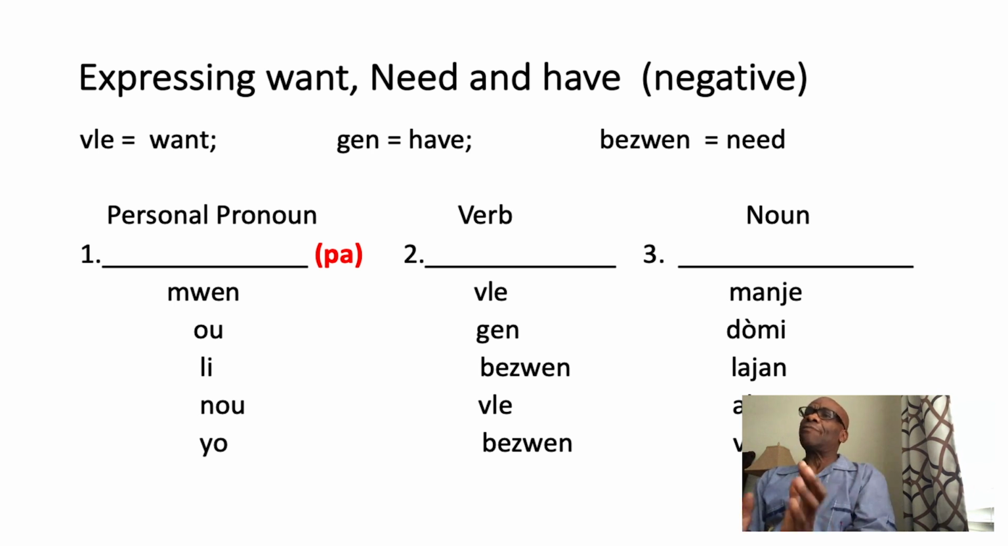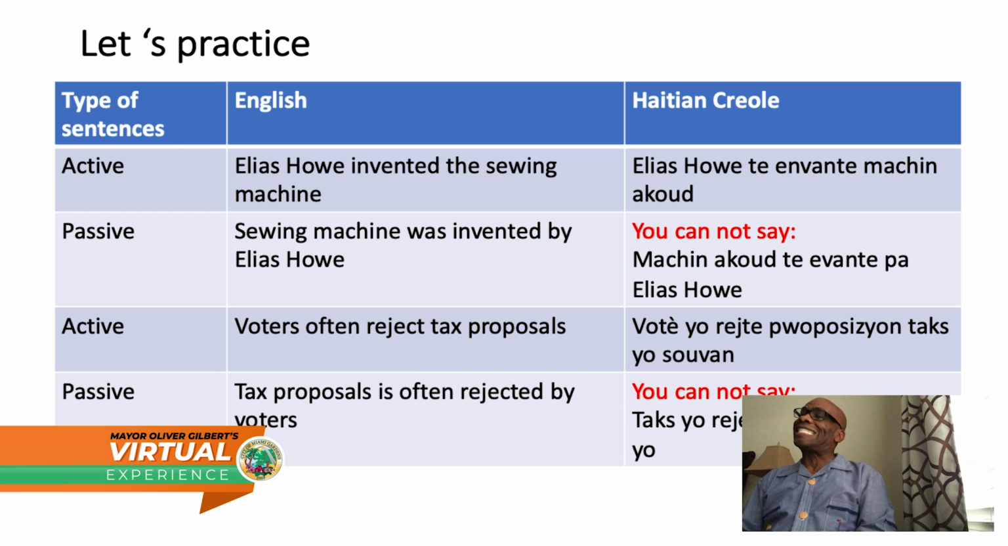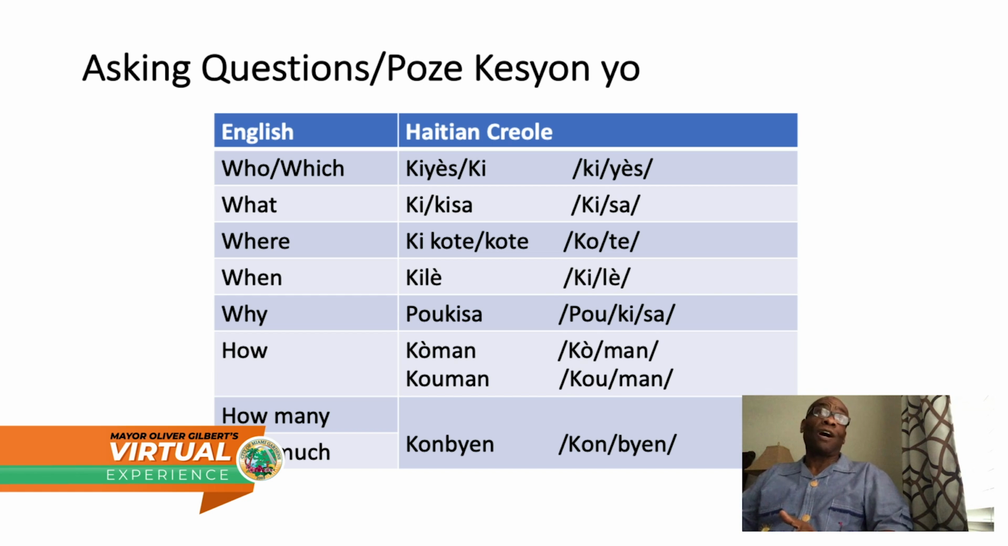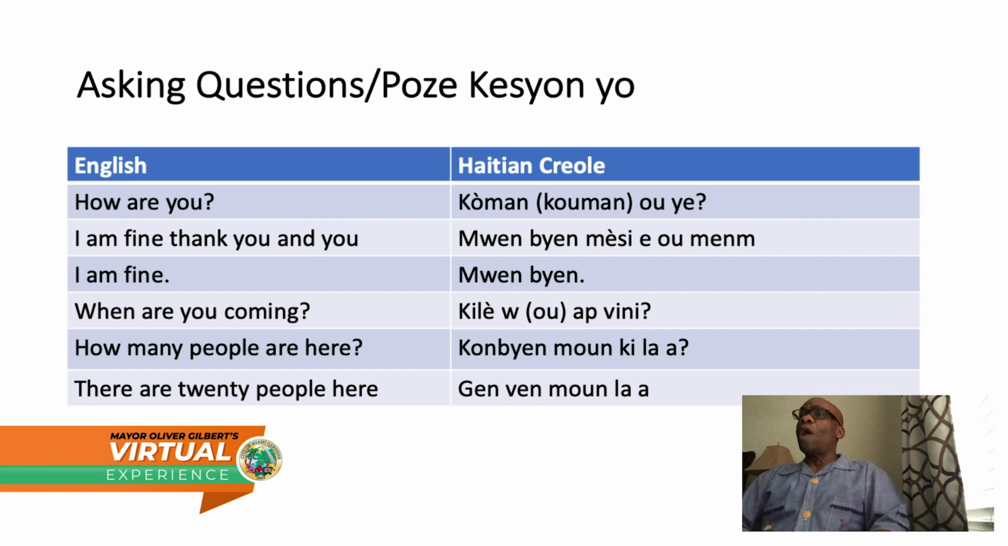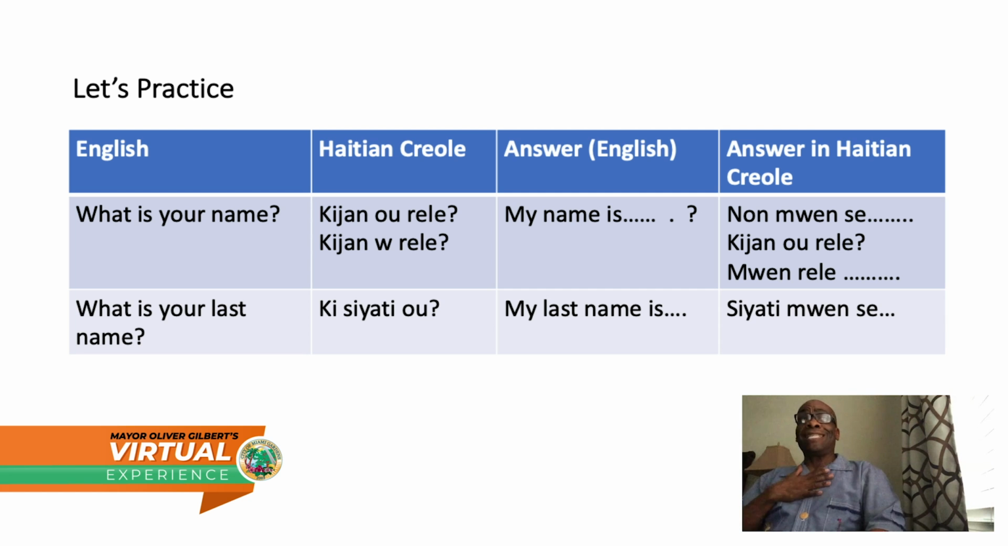Now let's go to the next, the negative. How do you express negative sentences? You're going to put pa in front of the verb in the sentence. These are the same verbs that you saw on the first slide. Now we're going to express them in a negative form. Moi vle manger. I want food. Moi pa vle manger. I don't want food.